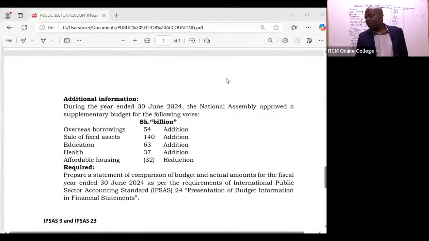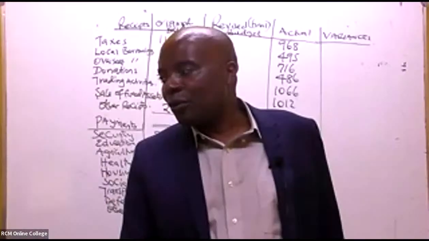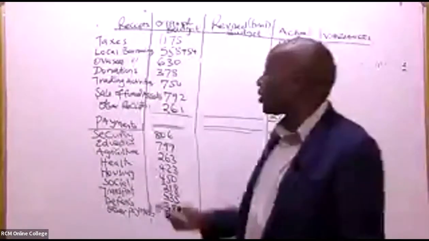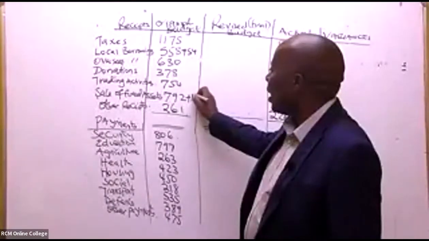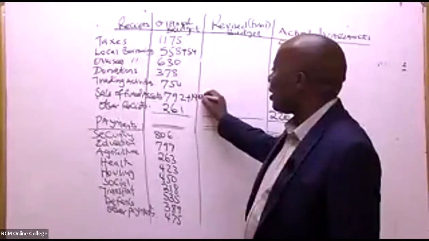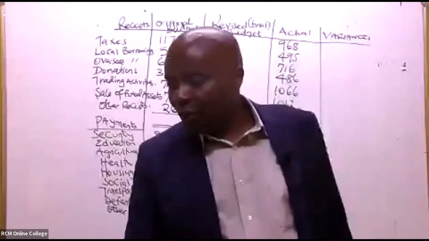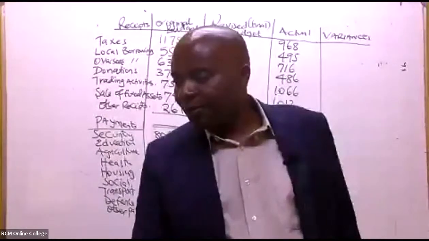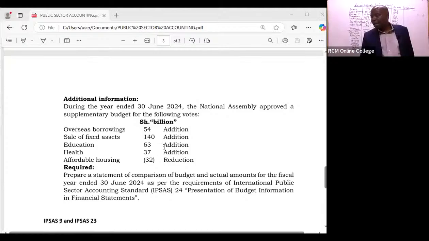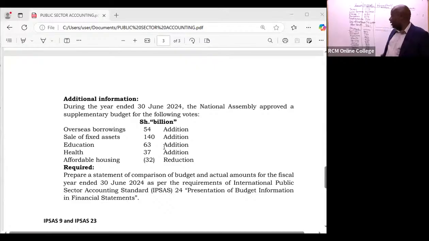Then we have sale of fixed assets. We have 140 addition. So the adjustment there is to look for this sale of fixed assets. Here you say plus 140, just small. Then you move on. Then we have education, which has got a 63 addition.